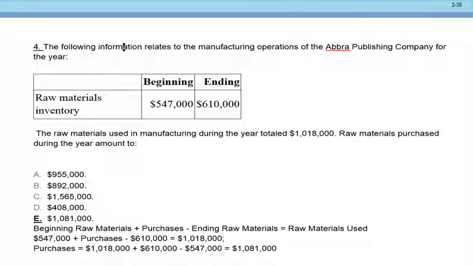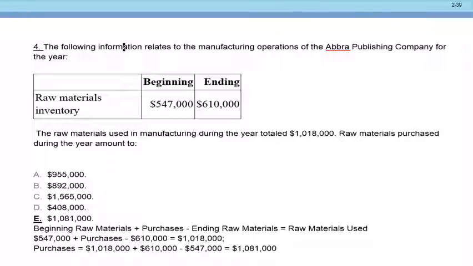And so in this example now, they tell me the amounts that were raw materials used. So that's going to be what? That's a subtract from the raw materials account, isn't it? If we used them, it's a subtract from the raw materials account. So I go ahead and I put in that 1,018,000 that got used for the period.